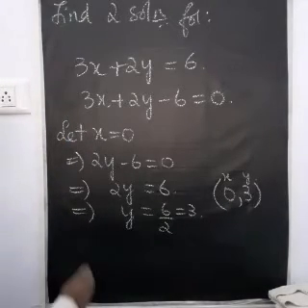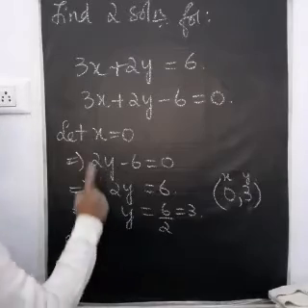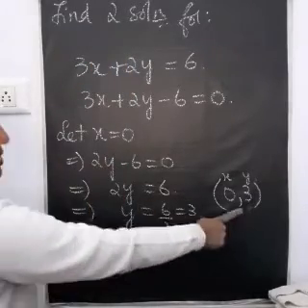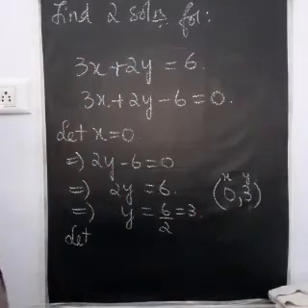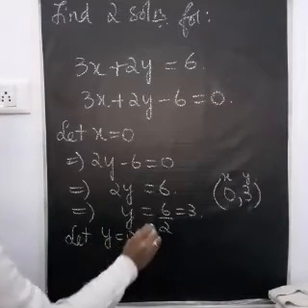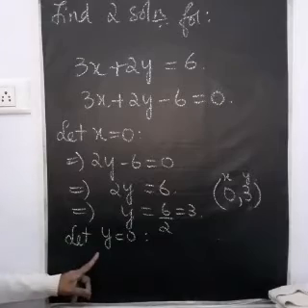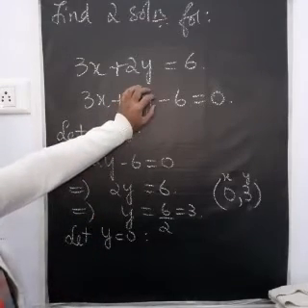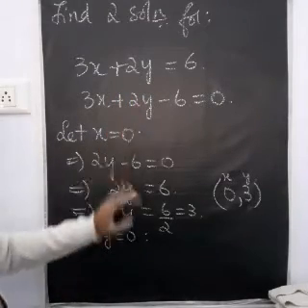Okay, now let us see one more. They want two solutions, right? So this is one solution. Let us find the next solution by saying let y equal to 0. If y is equal to 0, what happens? This term will become 0. Why? 2 into 0 will be 0.